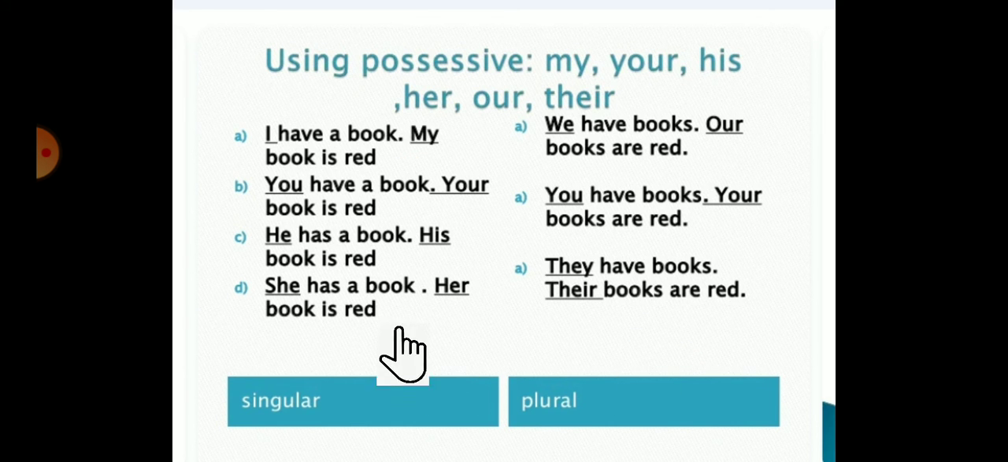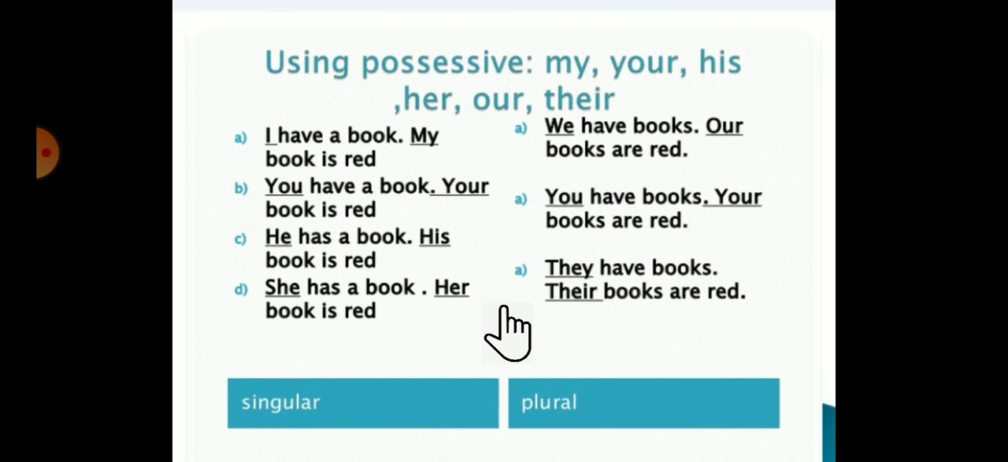So the first column belongs to singular. Okay. The singular form of the possessive noun is used here. And the second column belongs to plural. The plural form of the possessive noun is used here. What are they? We, our, you, your, they, their. So it belongs to the plural form of the possessive nouns. Then here, I, my, you, your, he, his. Okay. She, her. It belongs to the singular form of the possessive noun. Understood, student? This is what tells about the possessive. Now let's begin with another.